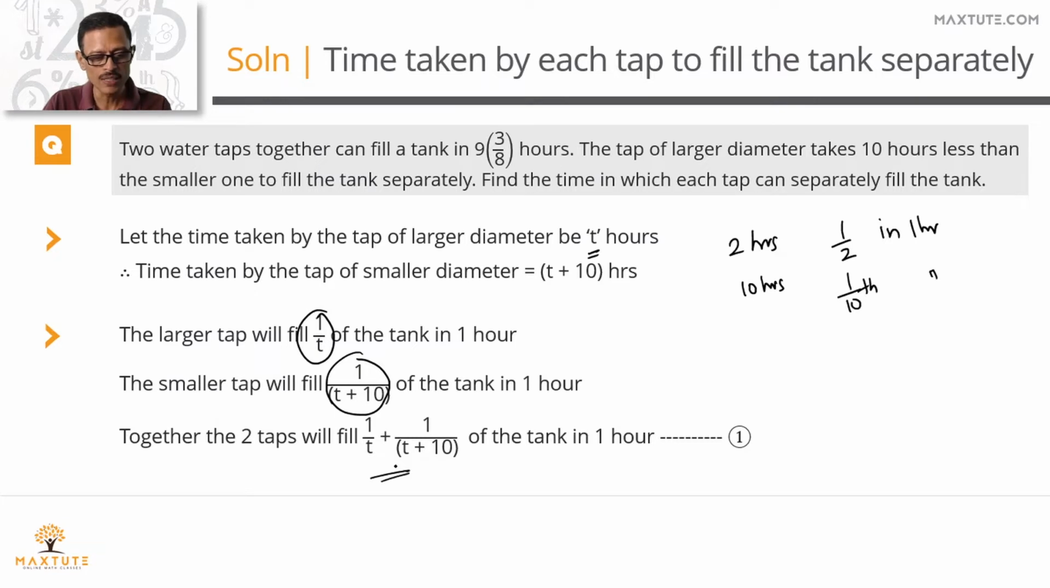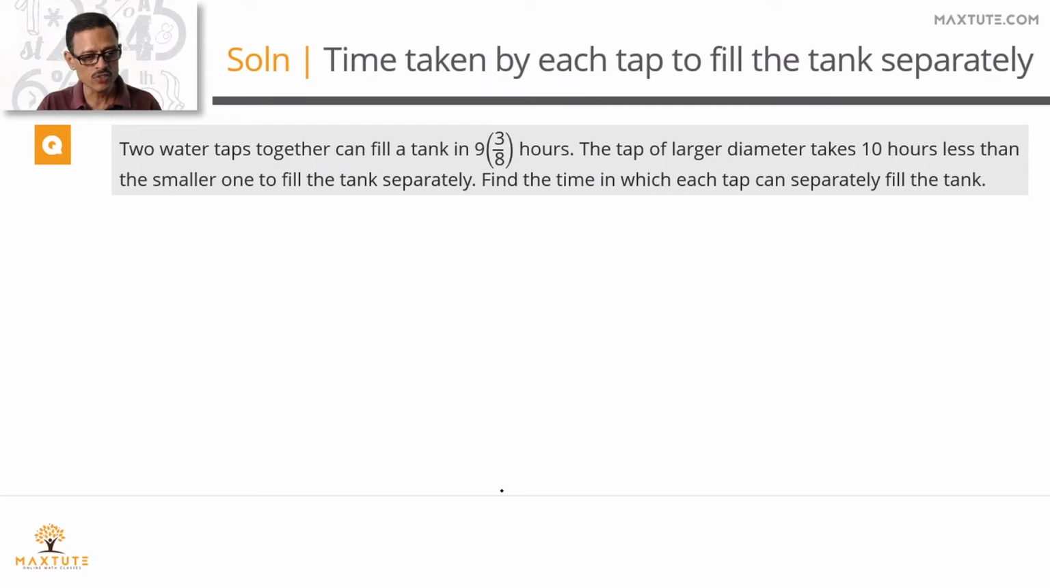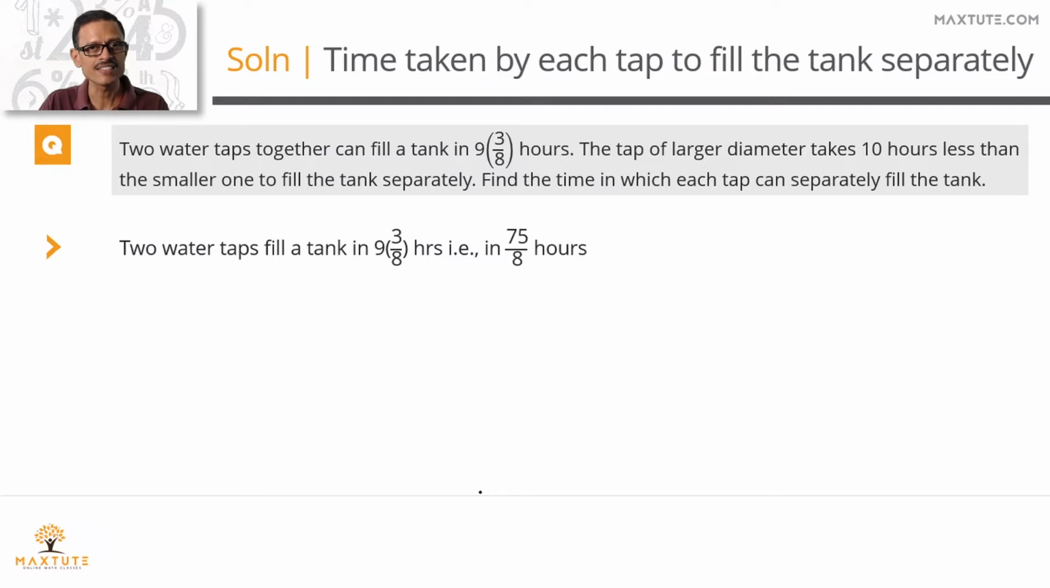This is how equations related to work and time, and equations related to pipes or taps filling a tank, are framed. So you always frame the equation as 1 by the time taken, or what fraction of the tank is getting filled by each of these taps. That's the way these equations are framed. Let's move on and look at the first statement given to us. It says these two water taps together can fill a tank in 9 3/8 hours. Let's write it in improper fraction form. 8 9s are 72 plus 3, 75/8 hours.